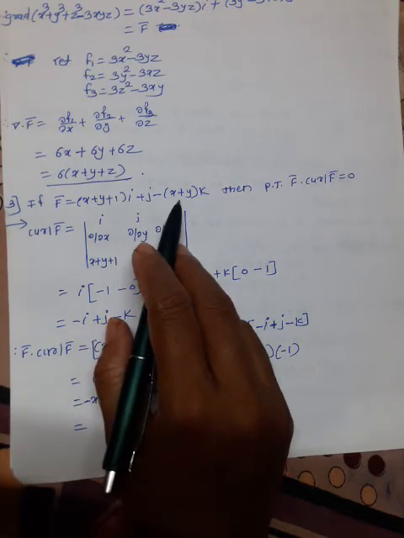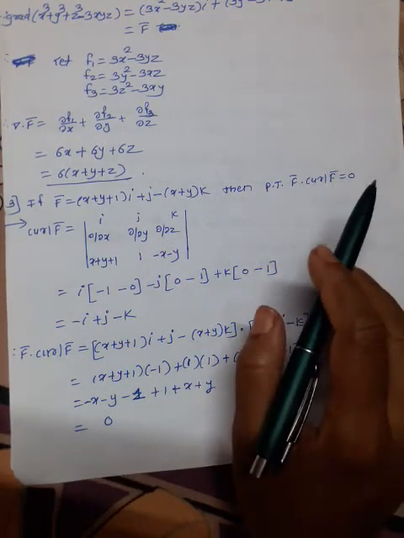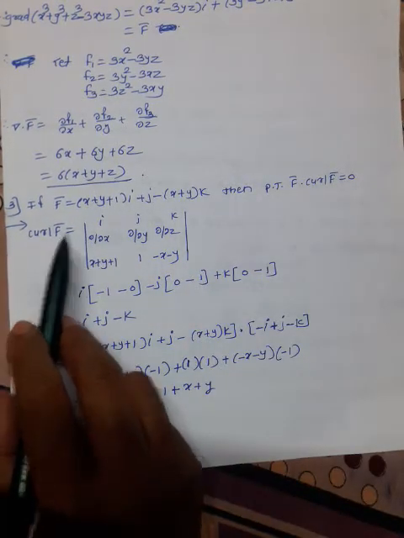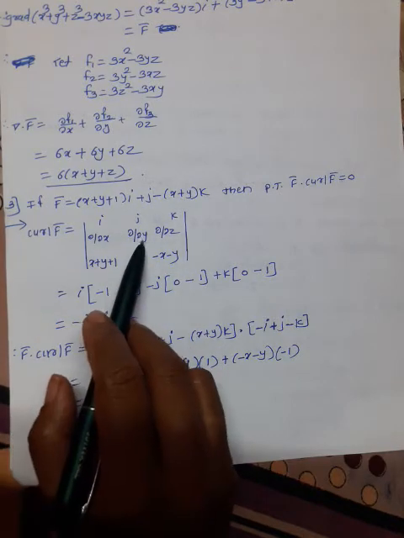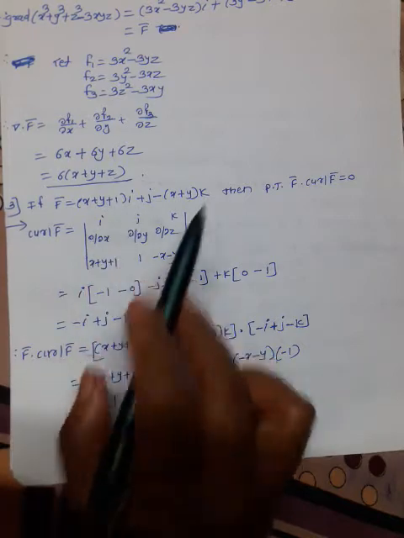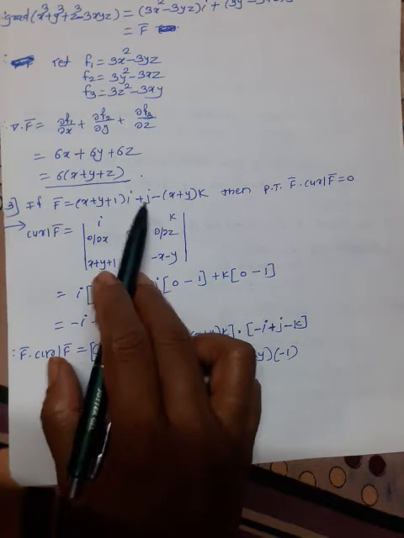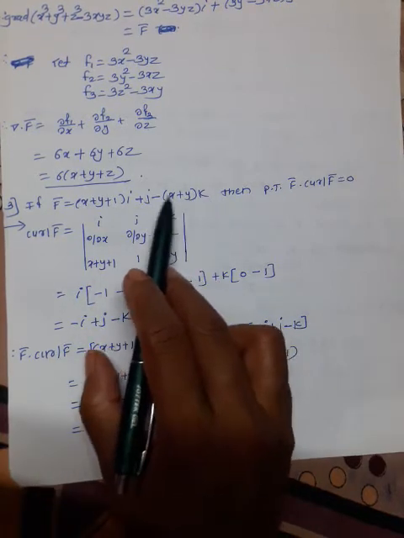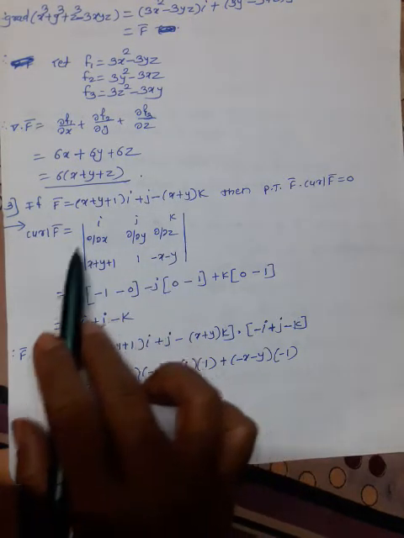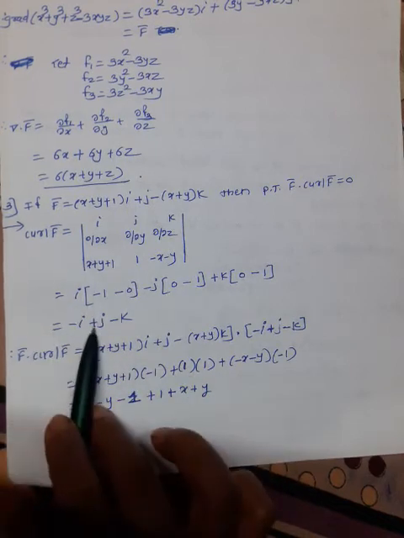Now next, if f bar is equal to x plus y plus 1 i plus 1 j plus z minus x plus y k, then prove that f bar dot curl of f bar is 0. First, f bar is already given. We have to find the curl of f bar. Curl of f bar is: first row i j k, second row del by del x, del by del y, del by del z, third row the coefficients of f bar. The coefficient of i is x plus y plus 1, the coefficient of j is 1, and the coefficient of k is minus x plus y, with sign. Now solve this simple 3 by 3 determinant. We get the curl of f bar as this.